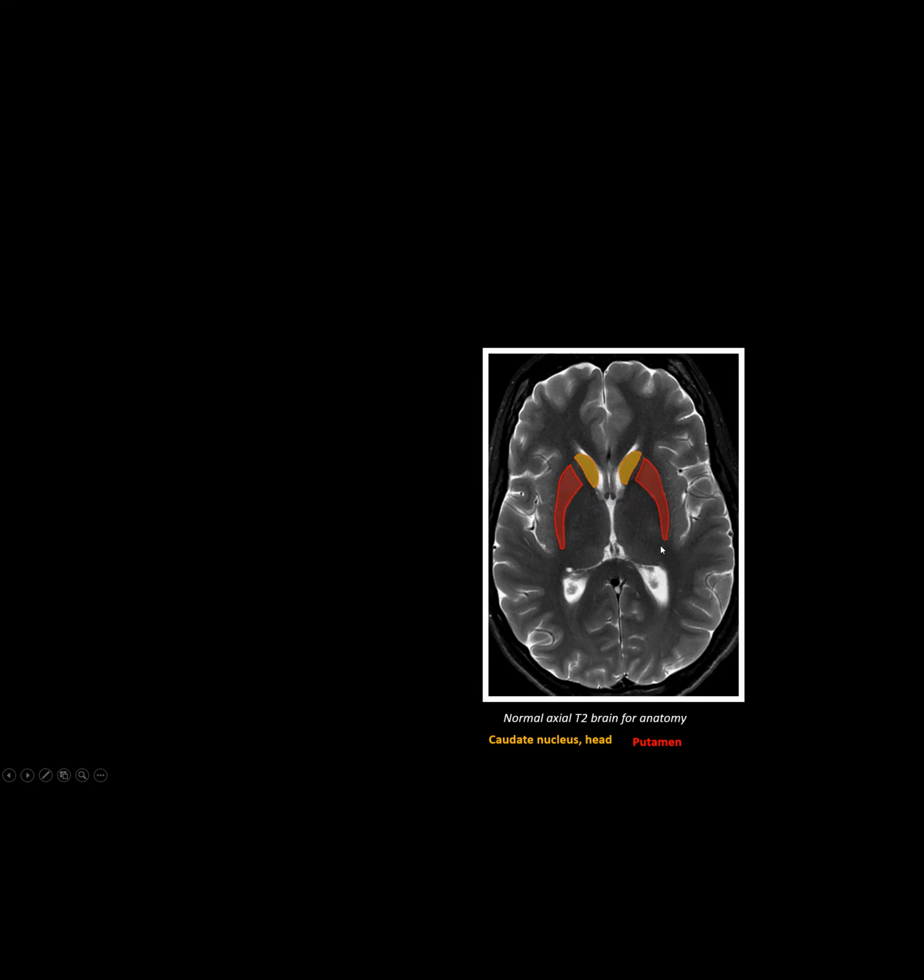So lentiform nucleus over here, putamen on the outside, globus pallidus on the inside. The white matter tract that's over here is going to be the internal capsule, and then on either side of the third ventricle, you have your thalami.